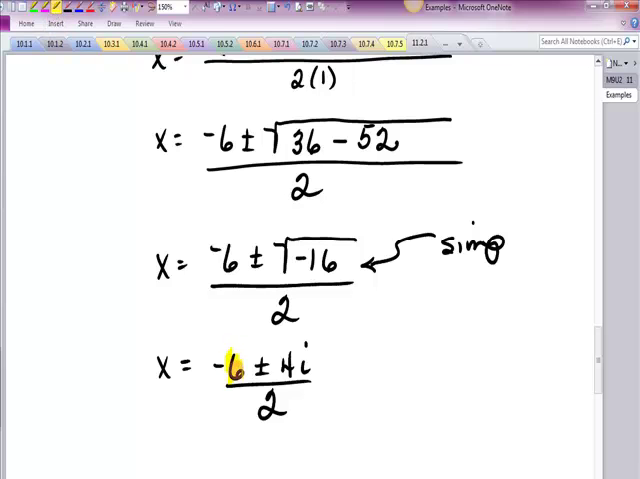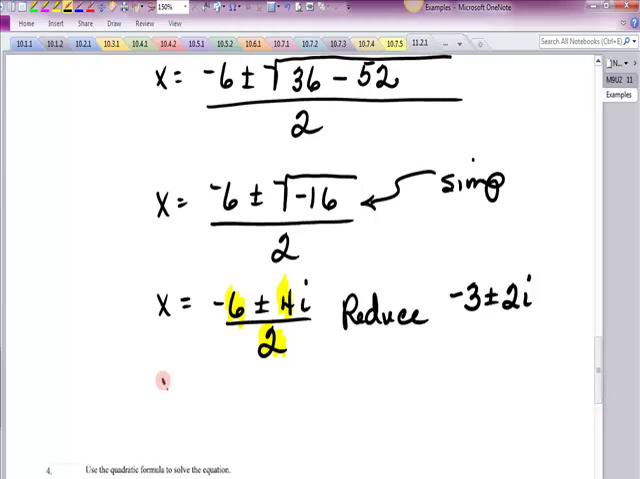Because each of those numbers is divisible by 2, you need to reduce that fraction as negative 3 plus or minus 2i, and it would be over 1. We don't write over 1. So my answers in my math lab would be -3 plus 2i, comma, -3 minus 2i. Conjugate complex answers.